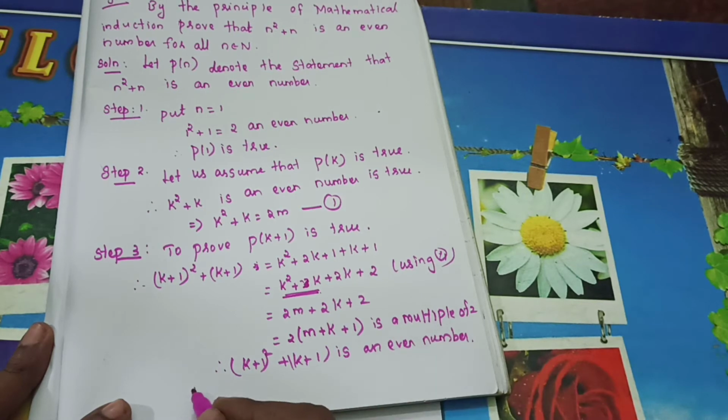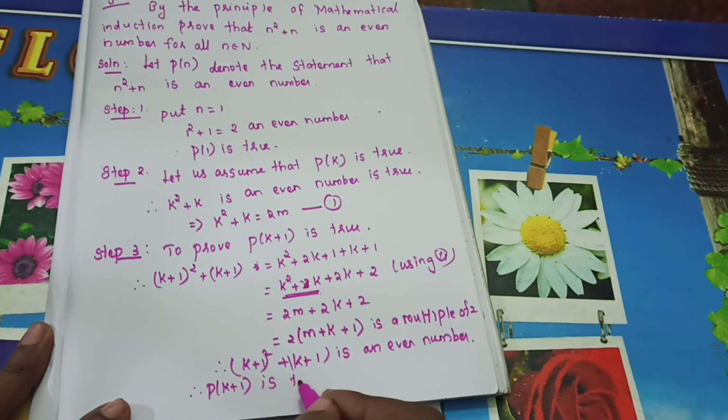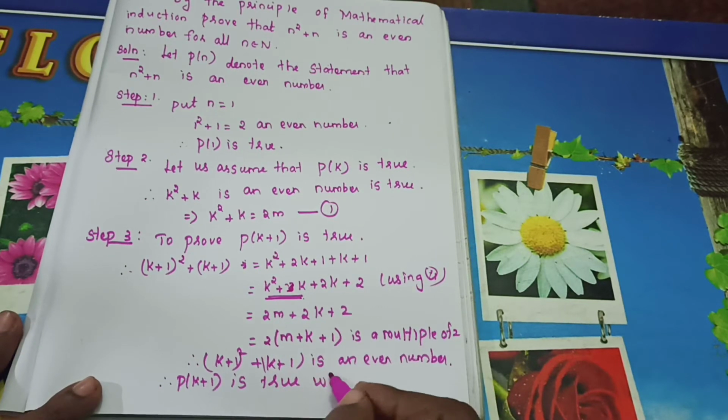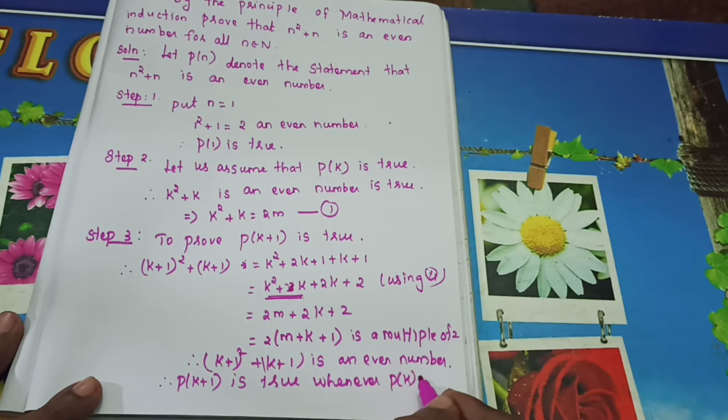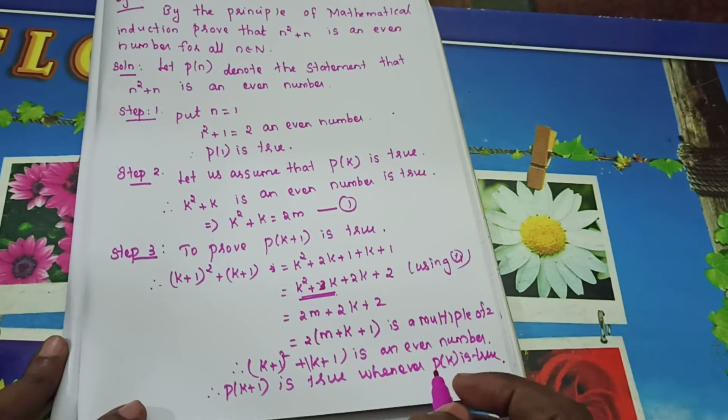Therefore we will say P of k plus 1 is true whenever P of k is true.